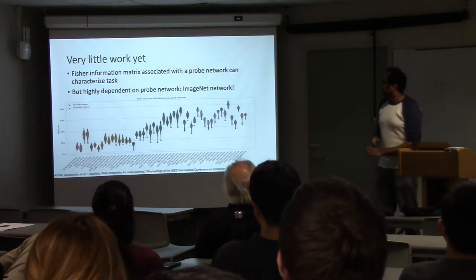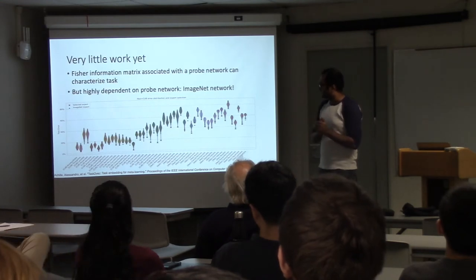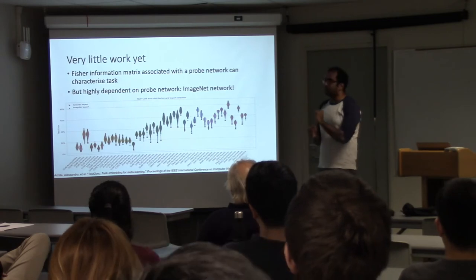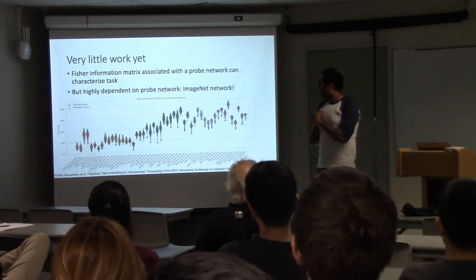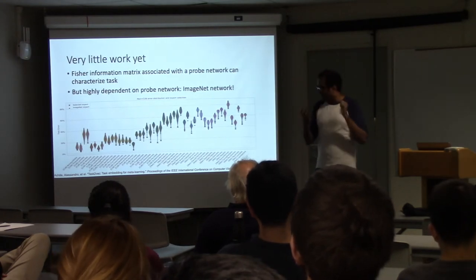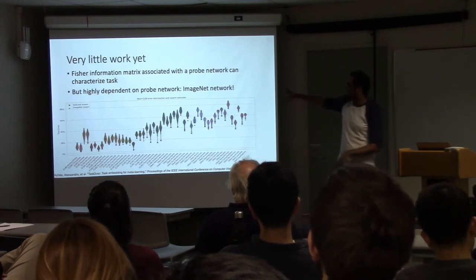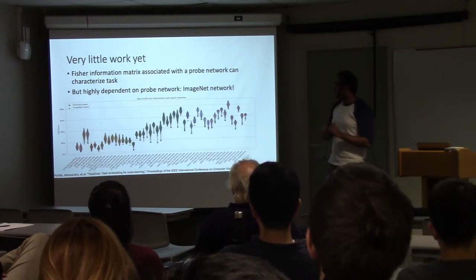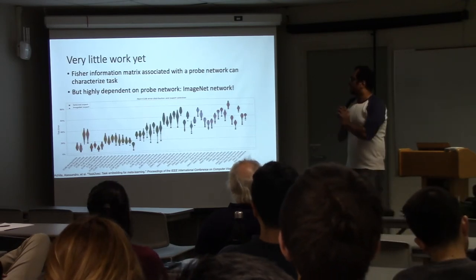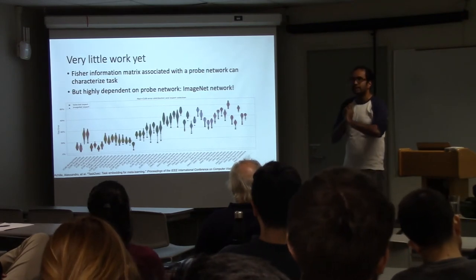There is some initial work on this. For example, a set of authors very recently tried to use the Fisher information matrix to characterize tasks, but they require a probe network, and the probe network was also a network trained on ImageNet, so the problem remains, again, why ImageNet? Then we found that this choice is important. So this is some initial steps, but still the question of why this particular task transfers so well is still completely unclear.